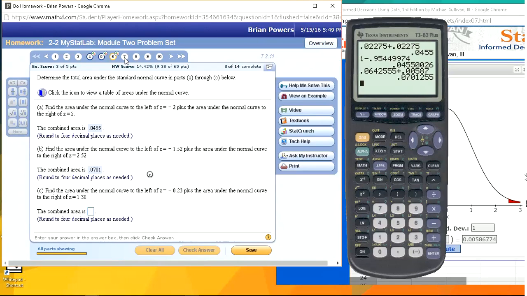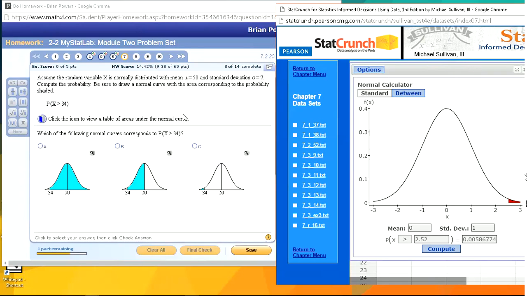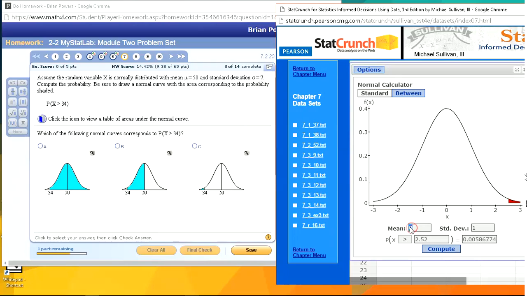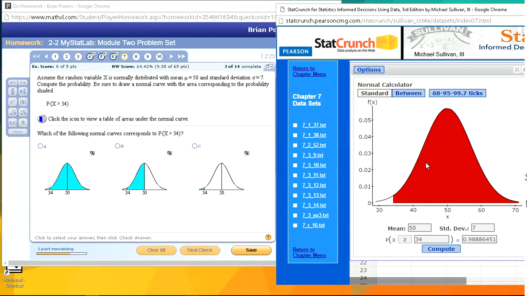So let's see. For number 7. Okay, this is good. Now this is very easy to do with the standard normal calculator. I'm looking at a mean of 50 and a standard deviation of 7. So now I'm going to put in 50 for the mean, and the standard deviation I'm going to put in at 7. And the probability that x is greater than 34, you just type it right in here. 34. Hit compute. It'll give you the picture. It'll give you the probability, which are both things we need.